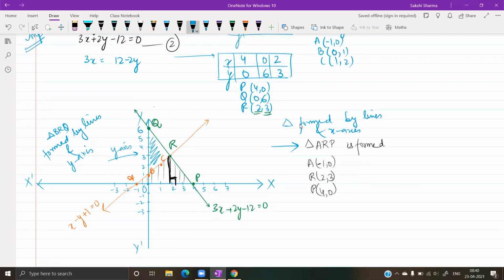Anyone with questions here? Those who had not done the graph, have they done it? Ma'am, if there is any type of triangle, we just have to calculate the area by 1/2 base into height. Yes.